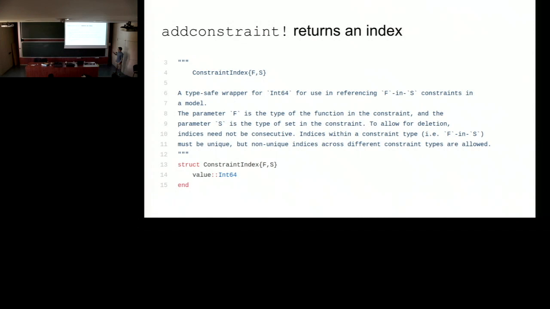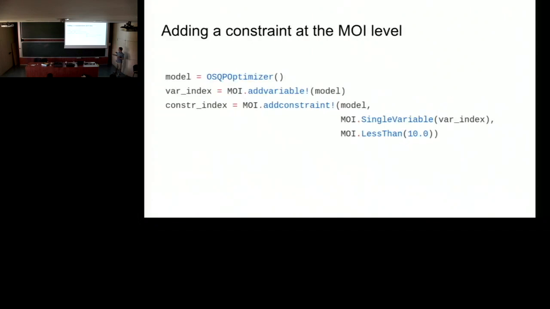It's important to know that the constraint index is parameterized by the function and the set. So that's another level of type safety. If it could just return an integer, it would be easy to confuse what this integer is. The type parameters encode what type of constraint it's referring to, which means that later on, when you use this constraint index, you don't need to say this was an index into a single variable less than constraint. That's all encoded in the type of what it returns.